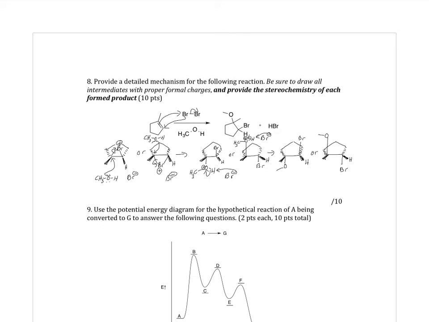For this one, it's your classic, just draw the mechanism in. For this case, we want to see if you know how Br2 would work. Be sure to draw all intermediates. I wanted you to draw both enantiomer bromonium ions. Electrons attack, break the bromine bond, bromine lone pair comes back down.